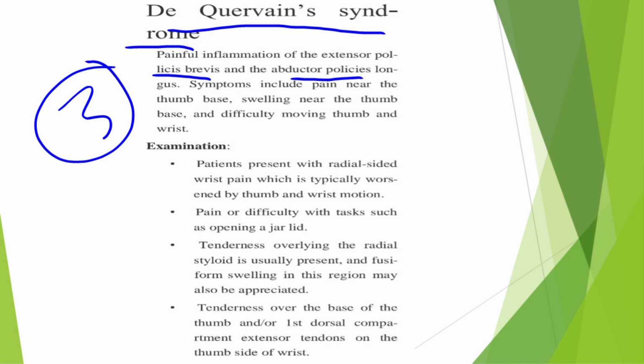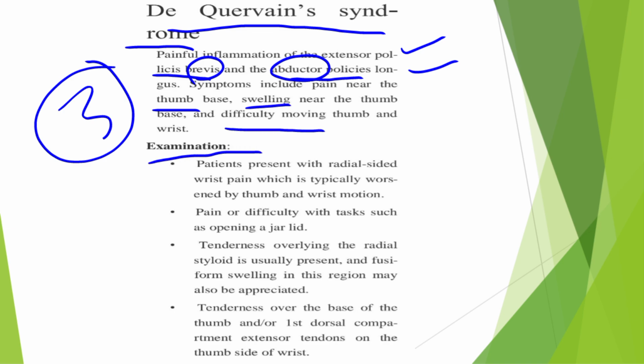Extensor, it does extension, pollicis means thumb, and brevis means short. This is the short muscle of the thumb that does extension. And the abductor pollicis longus: abductor, it does abduction, pollicis means thumb, and longus means long. Symptoms include pain near the thumb base. The patient feels pain near the thumb, swelling, and difficulty in movement of the thumb and the wrist. Pain, swelling and difficulty in movement.